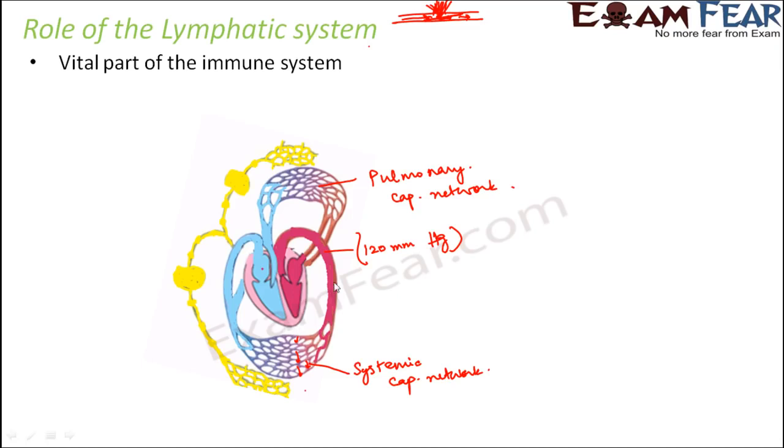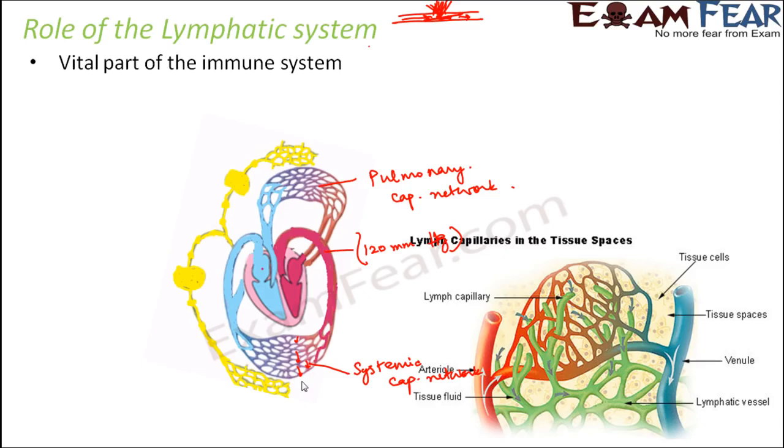The same thing happens here. Since the blood is coming at a very high pressure, when it flows through these thin-walled capillaries, some of the water and the small proteins will leak out of it. Now the question is, what will happen to this leaked out water and small proteins? There comes the concept of the lymphatic system.